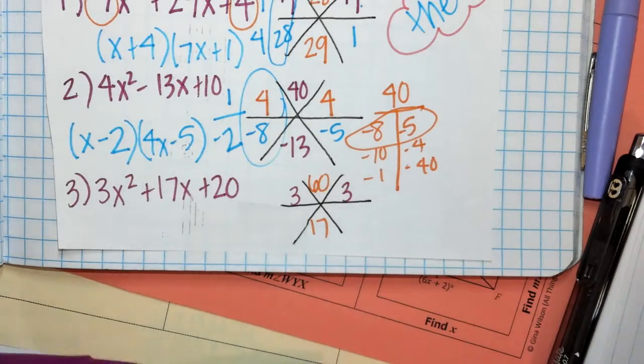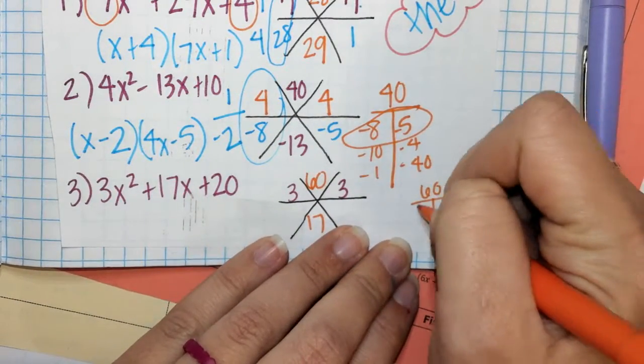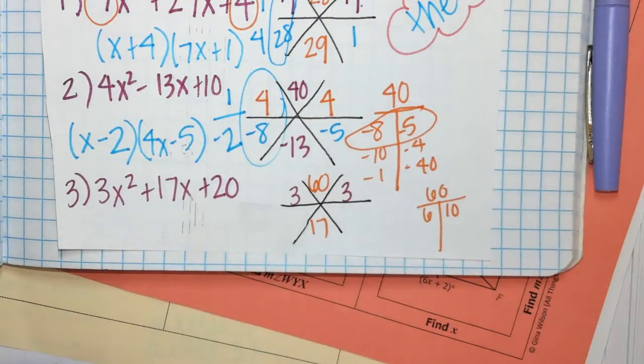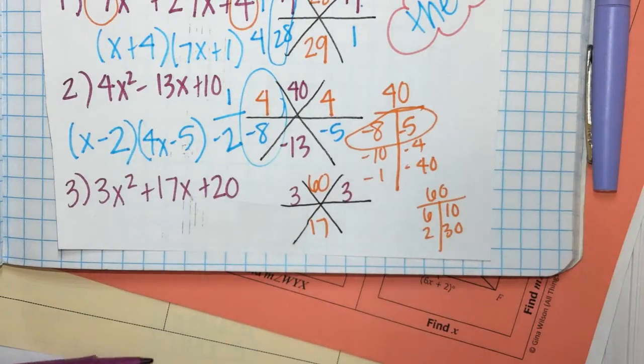Alright, now let's list our factors of 60. 10 and 6. 6 times 10. And that doesn't add to give us 17, right? No. Alright, 2 and 30. That doesn't add to give us 17, so we're not writing it down.